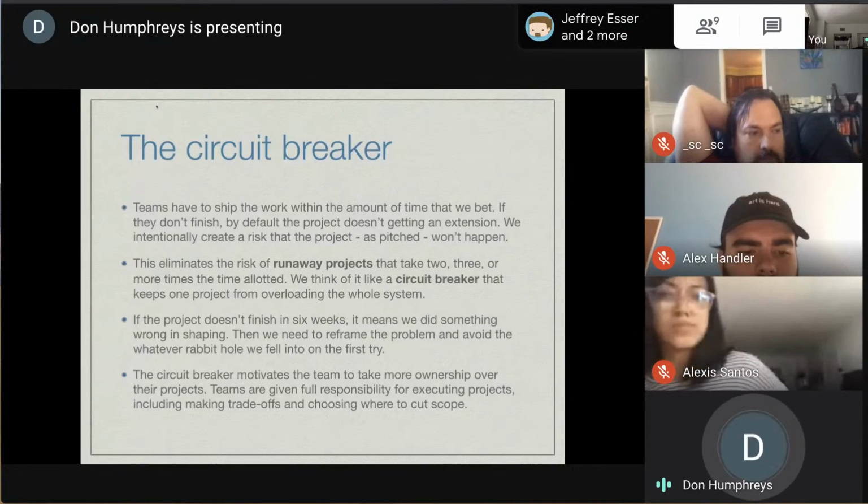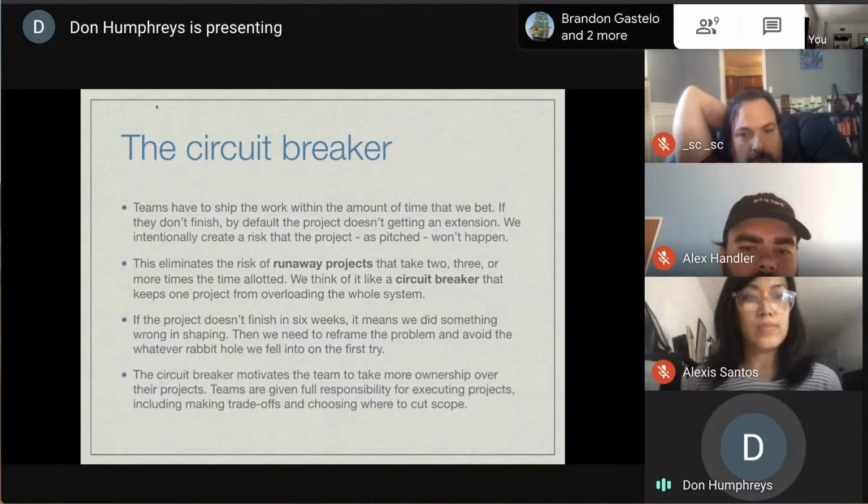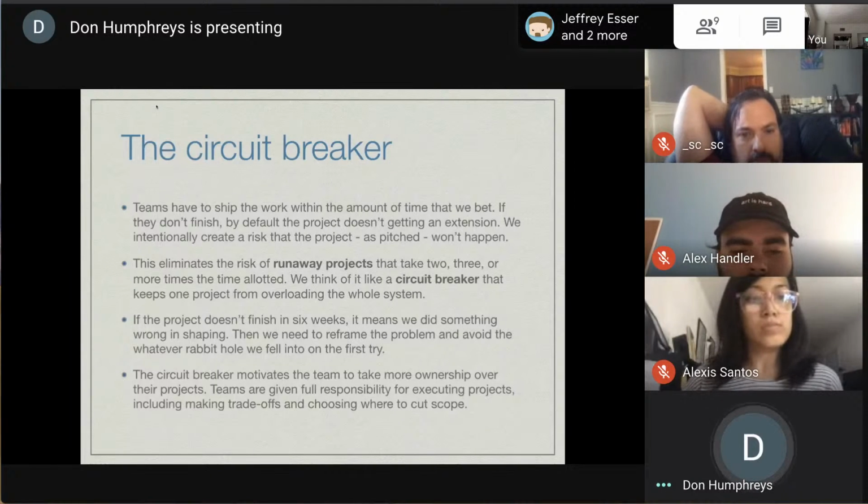Another aspect of the bet is the circuit breaker. So the teams are required to ship the work within the amount of time that they bet. If they don't finish, then by default, the project doesn't get an extension. That intentionally creates a risk that the project, as it was pitched, will not happen. And that also eliminates the risk of runaway projects that take 2, 3, or more times the amount of time that was originally allotted for them. And we think of that like a circuit breaker, so it keeps one project from overloading the entire system.